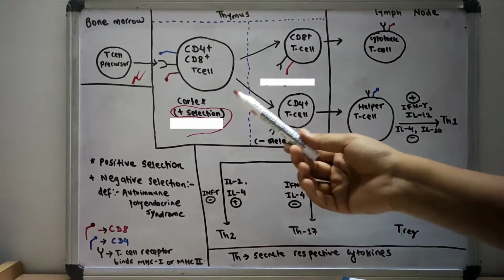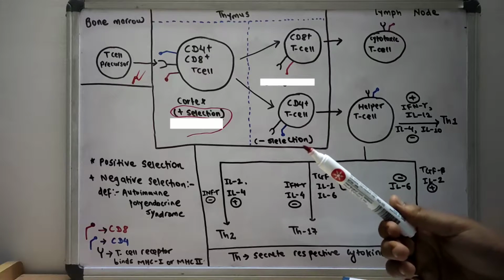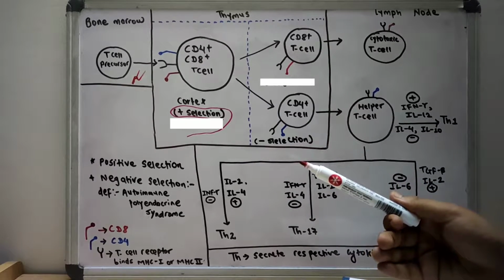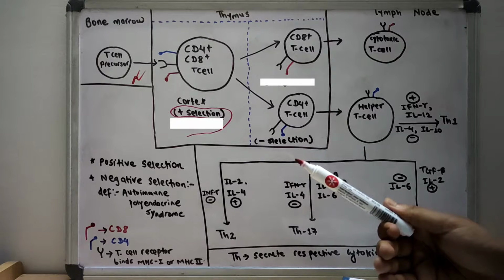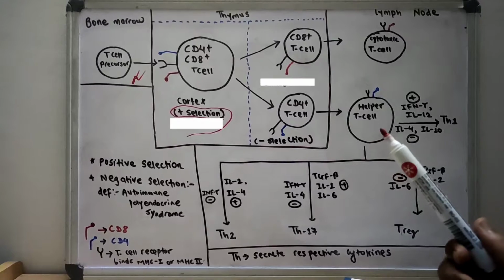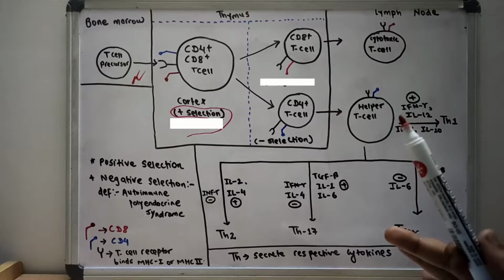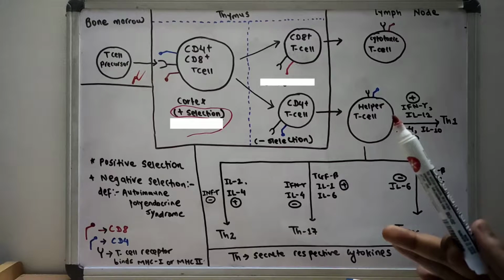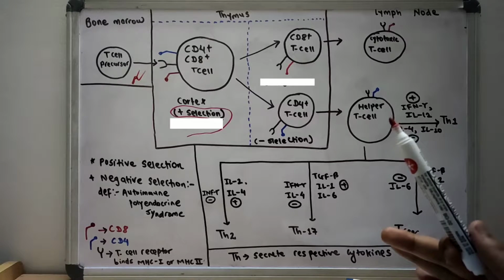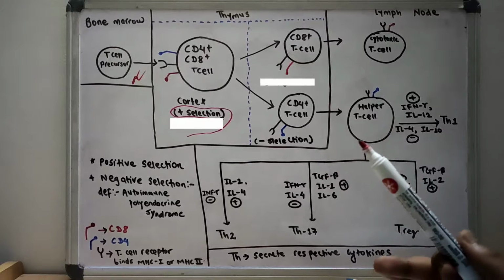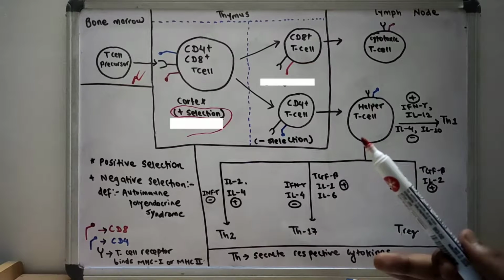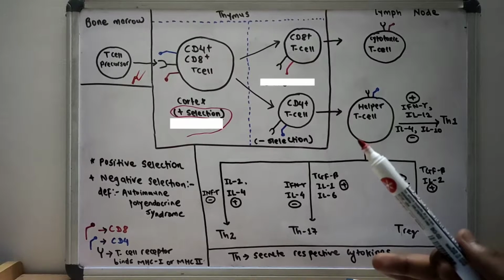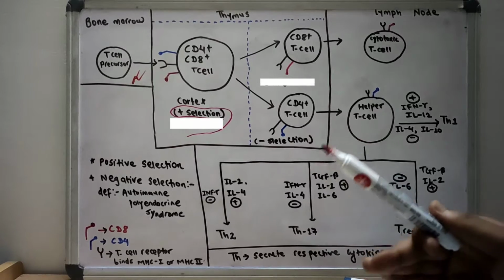The positive selection occurs in the thymic cortex, and I'm going to explain a bit more about it. The T cells expressing T cell receptors capable of binding self MHC on the cortical epithelial cells survive. That means those T cells which are not expressing a T cell receptor capable of binding the self MHC on the cortical epithelial surface will not survive. They will be killed by the natural killer cell.